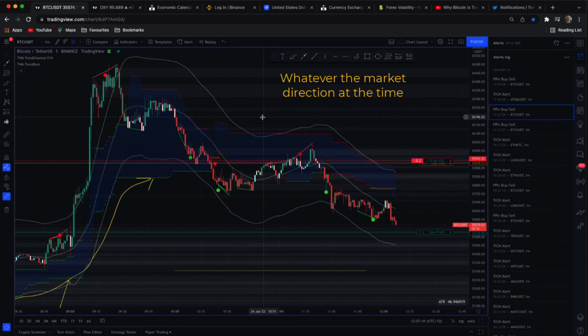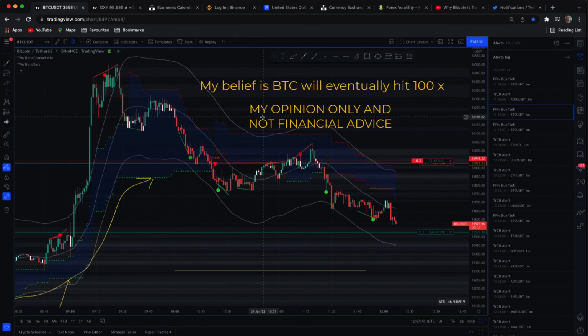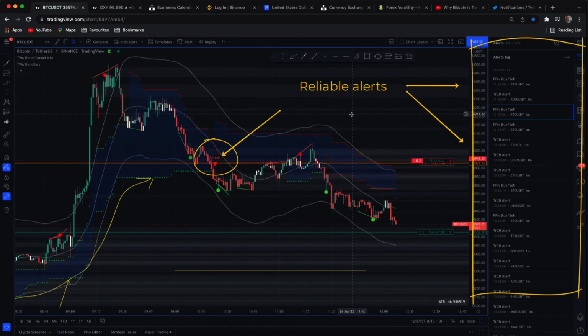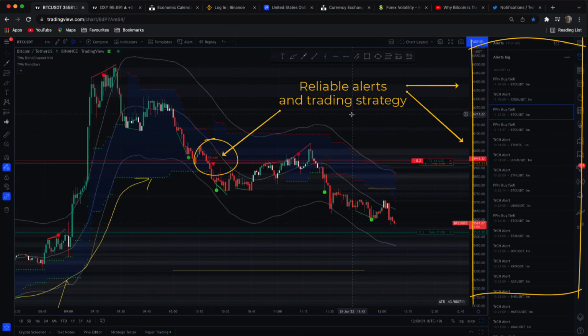My longer term is bullish. I do believe that Bitcoin will hit 100x. I'm 100% focused on building the account and just letting time do its work. And this is what I've put together over the however many years I've been in the game to make that happen.